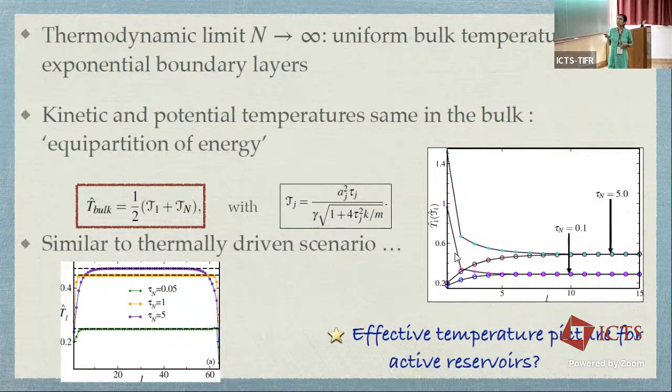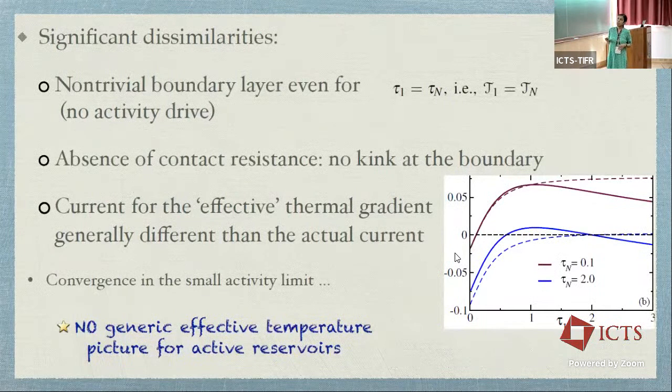So this is very similar to the thermally driven scenario, right? If we could call this curly T1 and Tn some effective temperatures of these active reservoirs, then we can understand this as a thermally driven scenario with different temperatures. So the next question is, is it true? Can we actually do that? The answer is no, because there are certain significant dissimilarities with the thermally driven scenario, despite the uniform value in the bulk.